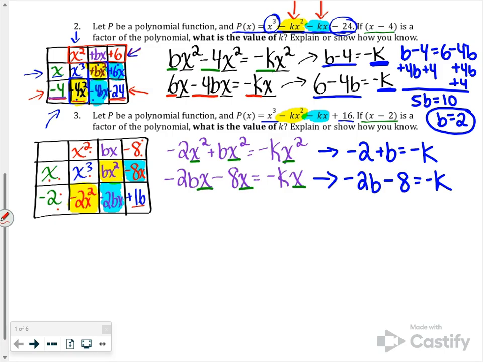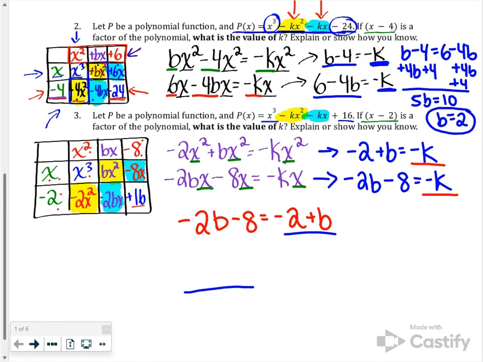And so with these two equations, we know that the top equation is equal to -k and the bottom equation is equal to -k. So we're going to say -2b minus 8 equals -2 plus b. Notice that I took the top equation and wrote it here, and I wrote the bottom equation and I wrote it there. So let's start solving for b.